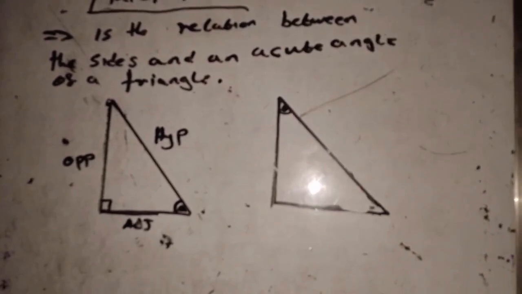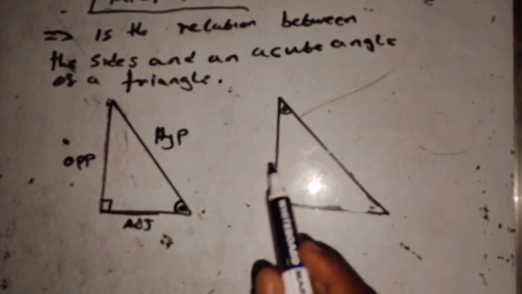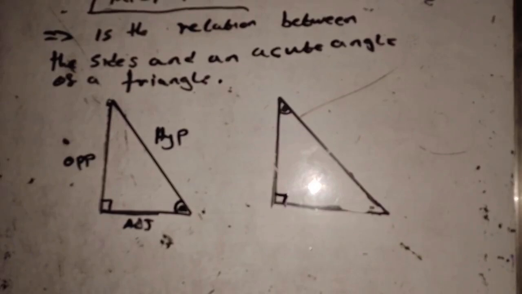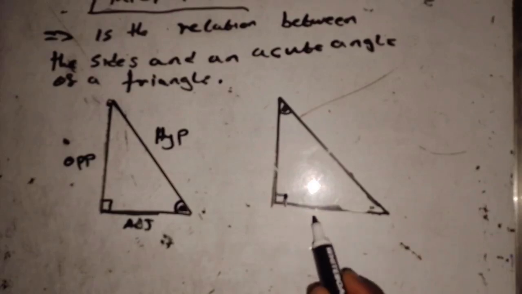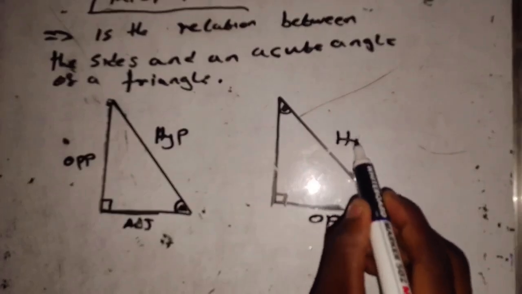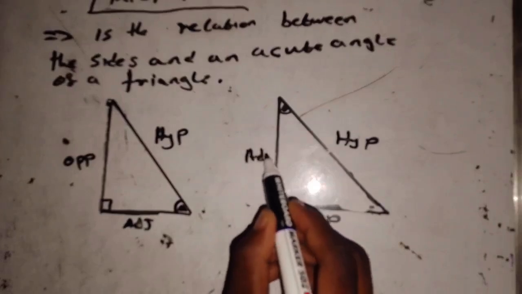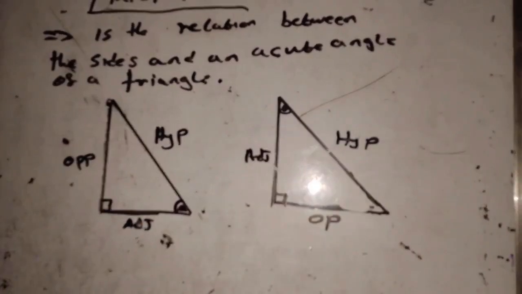Here we have a theta. Here we have angle. So let's now just name the sides. Remember I said the side that is opposite to the angle is called opposite. The longest side is the hypotenuse, and the other remaining side is adjacent. So we have named the parts of a triangle for trig ratios.